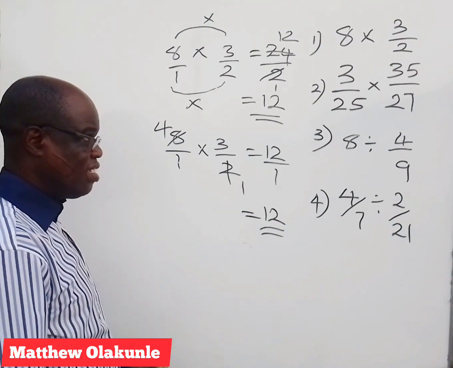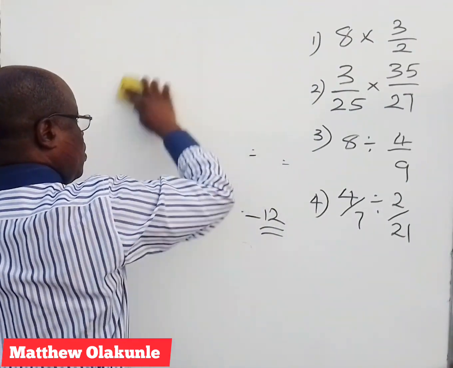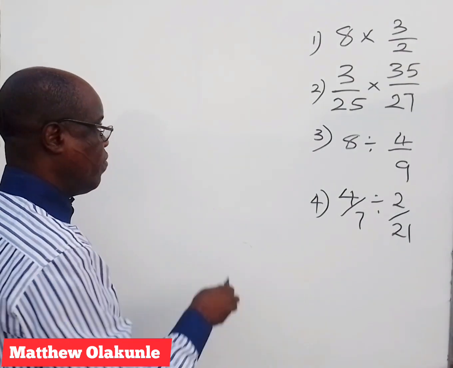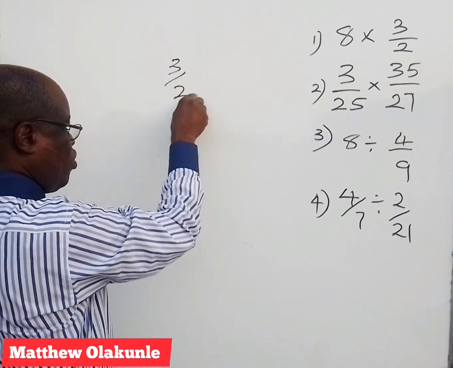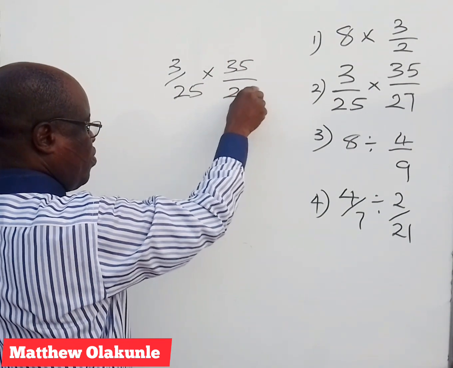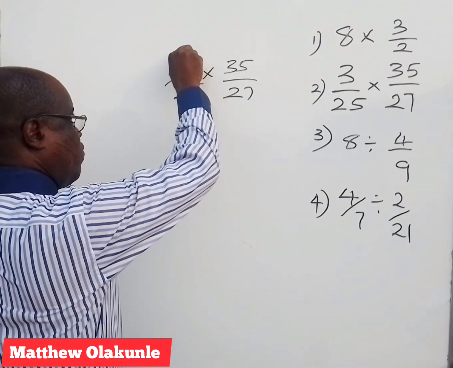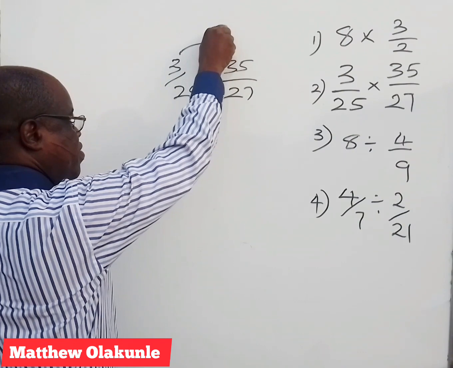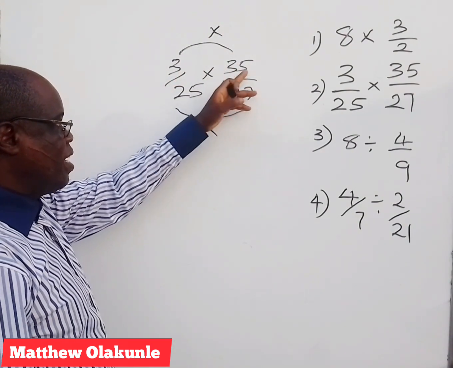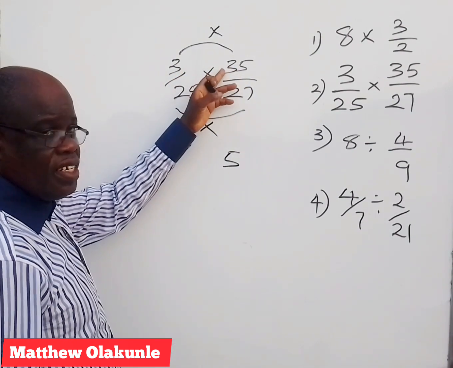Now let's look at the second problem. For the second problem, we have 3 over 25 multiplied by 35 over 27. There are two methods you can use to do this one also. You can decide to multiply this by this, or this by this. So if you multiply this by this one, 3 times 5 is 15.